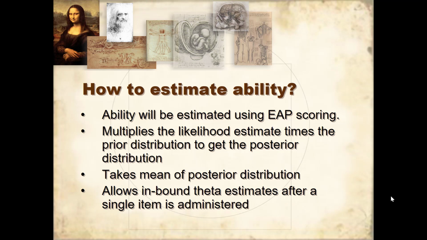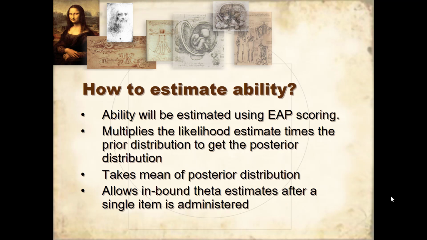Otherwise, if you're using maximum likelihood, like we used earlier in the class activities, you really need to get a handful of items before you can start computing theta using that algorithm, right? So you'd have to get 4 or 5 items or something like that, or at least until somebody is not getting them all right or all wrong, and then compute the score.